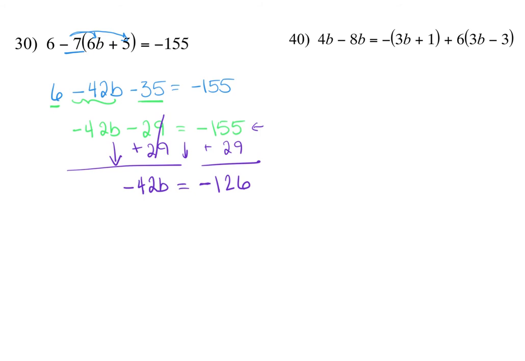And then my final step here is to divide. Divide both sides by that negative 42. On the left, it will cancel. This divides perfectly. Negative 126 divided by negative 42 is a positive 3. So positive 3 is my answer. You can always check it. Plug it back in and just do order of operations. All right.